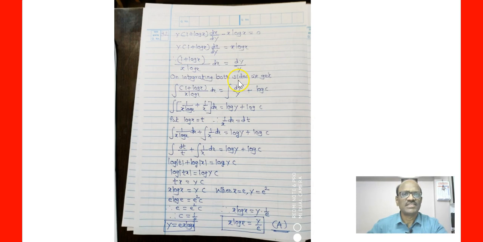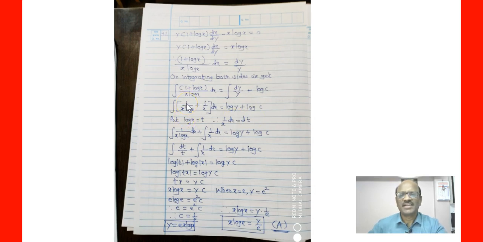On integrating both sides, you will get the integral of (1 plus log x) upon x log x into dx, and that is equal to, again, the integral of dy upon y. What about the constant? We definitely know that the integration answer is in the form of the log. Therefore, our constant is also in the log form. Now separate it: that is 1 upon x log x plus log of x upon x log x. The log gets cancelled, and you are getting 1 upon x into dx. The integral of dy upon y is the log of y, and this is the log of c.